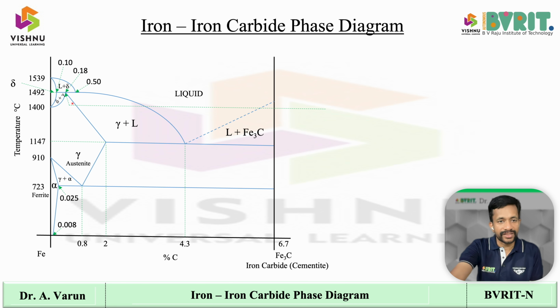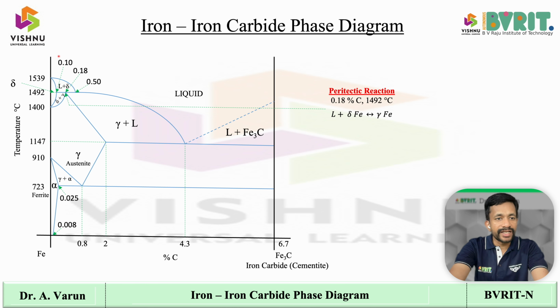So what are these reactions? The first reaction is the peritectic reaction at 0.18 percent carbon and 1492. This liquid plus delta iron will give rise to what is called gamma iron, and this gamma iron is given a name called austenite.